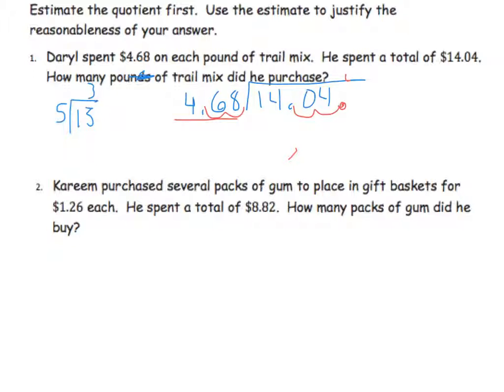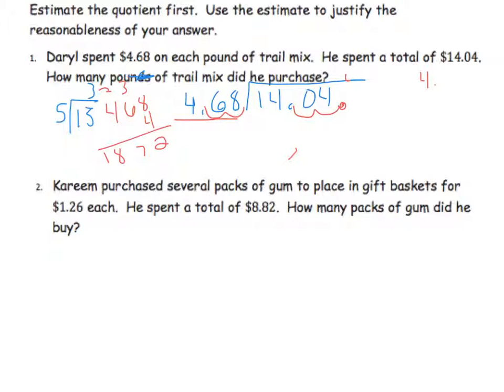400 times 3 is 1,200. This is 1,400. So I'm going to try that. 468 times 4. 8 times 4 is 32. Carry the 3. 24, 27. Carry the 2. 16, 17, 18. Way over. So now I know that it is probably going to be 3 times.